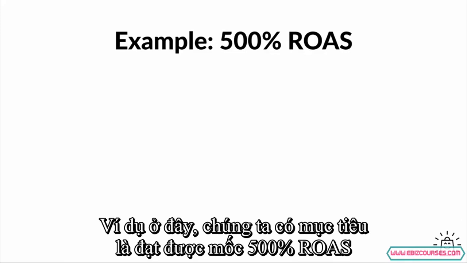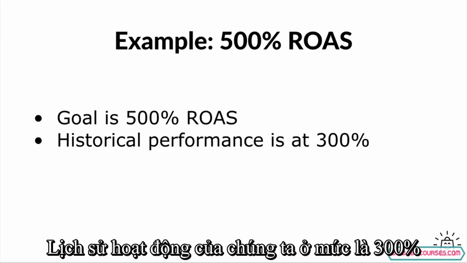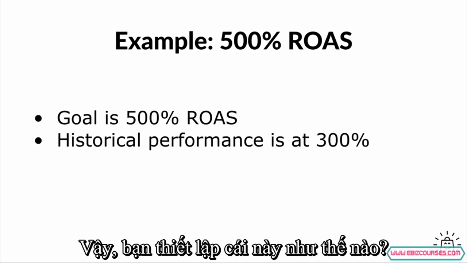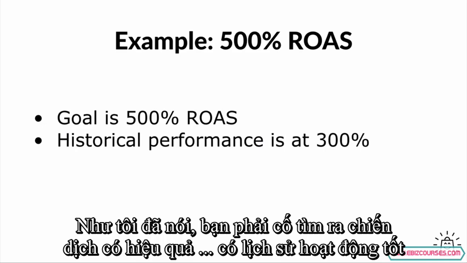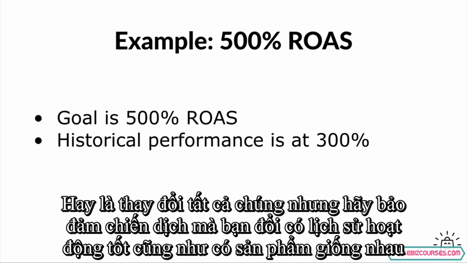So as an example, our goal is to hit a 500% ROAS. Our historical performance is actually at 300%. So what do you set this to? As I said, you try to look for campaigns that have a good performance, a good historical performance. So maybe you switch some campaigns over to target ROAS and others you keep on manual. Or switch them over altogether.